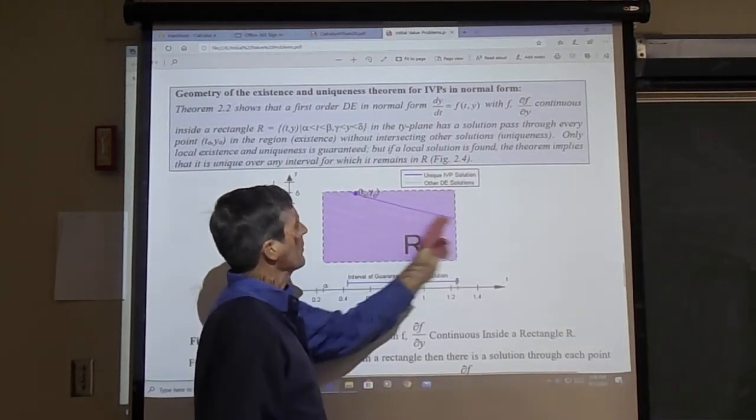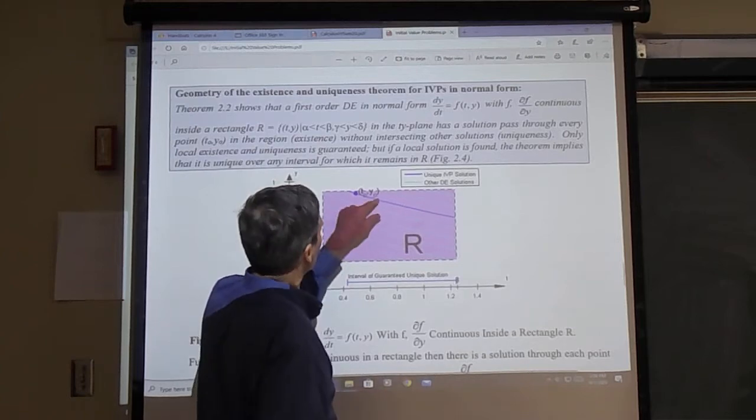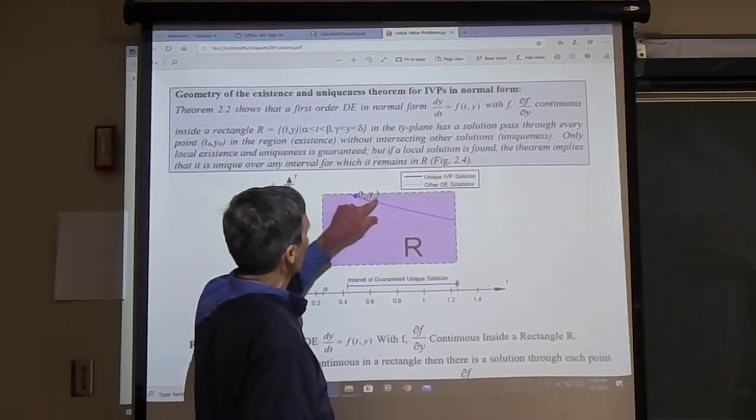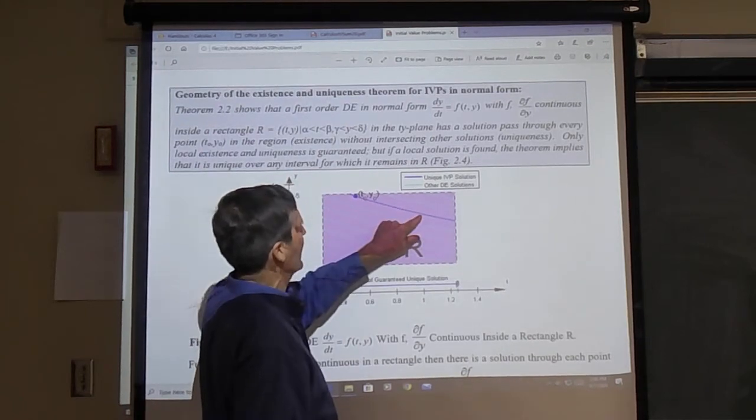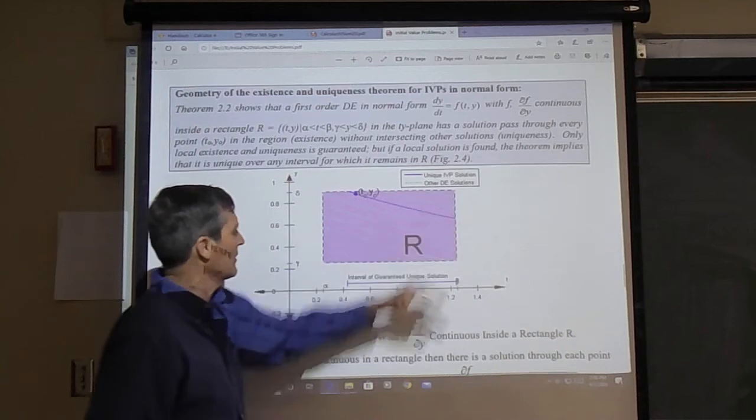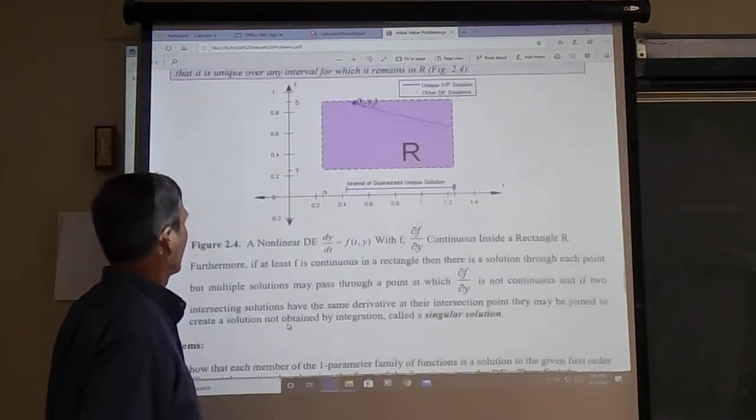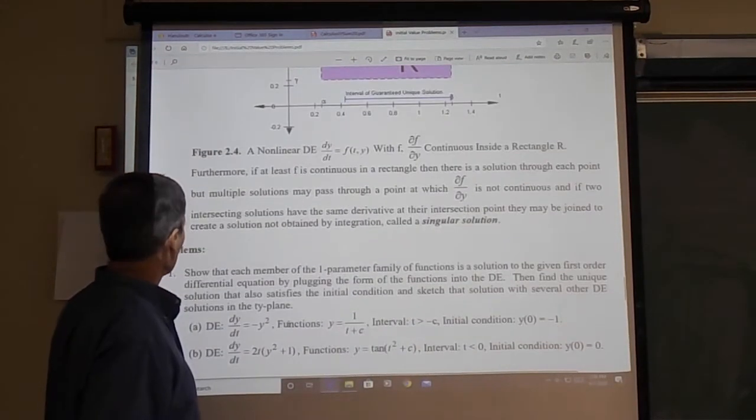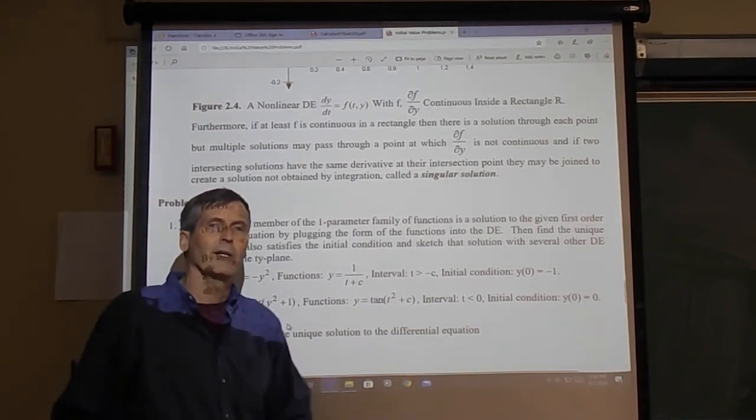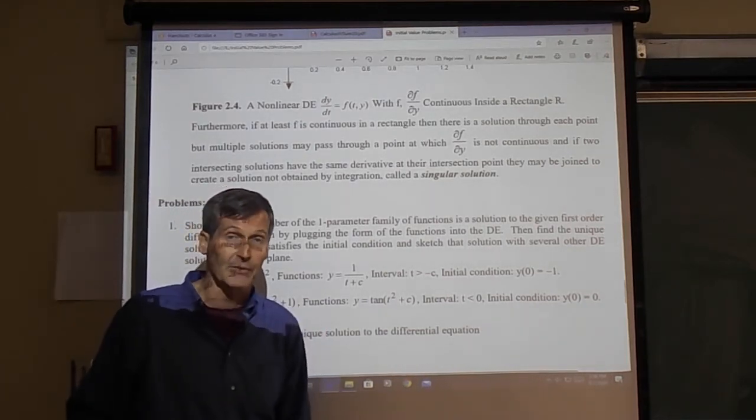And actually it's unique as long as it stays in the rectangle. Because you say, well, it stops here. Well, you put your initial condition there, and there's a unique solution through there. Initial condition there shows that only one solution goes through there. So it stays unique as long as it remains within the rectangle. This is an important theorem for nonlinear differential equations. We're going to get an even better theorem for linear differential equations.